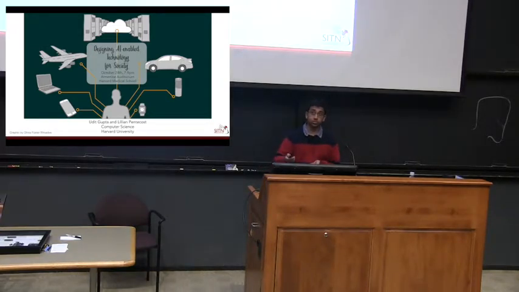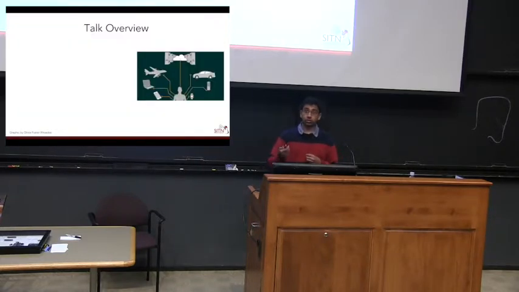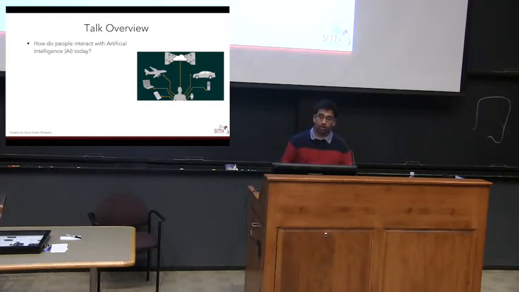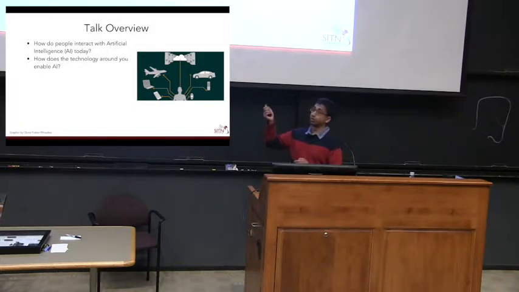Some of the questions that we're going to be asking in particular are: how do people interact with artificial intelligence, or AI? How does the technology around us enable AI? In terms of the technology around us, we're used to interacting with phones, watches, laptops, things like Amazon Alexa or Google Home type devices, automobiles, and also the cloud.